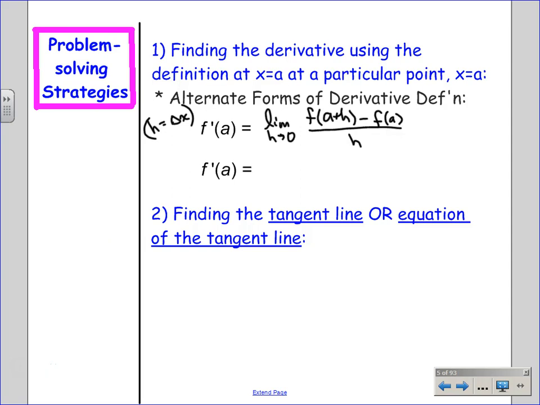And if you plug into this guy, if you've done it correctly, it's going to be 0 over 0, keep going.